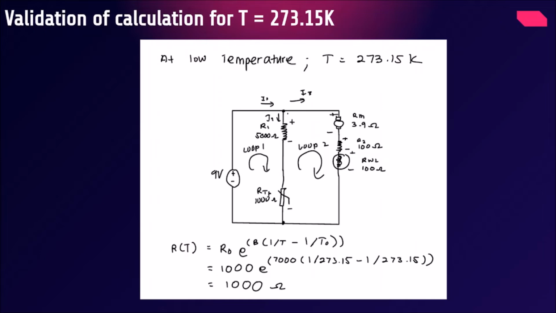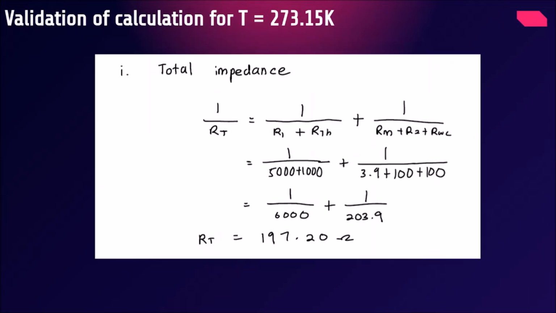Then we need to determine the total impedance by using the formula as shown in the slides. So we plug in the value into the formula and we will get 197.20 ohm for the total impedance.